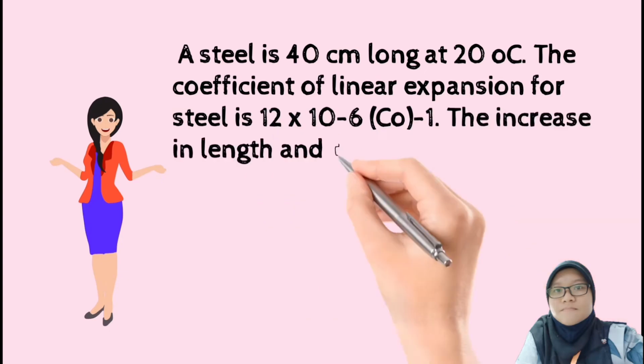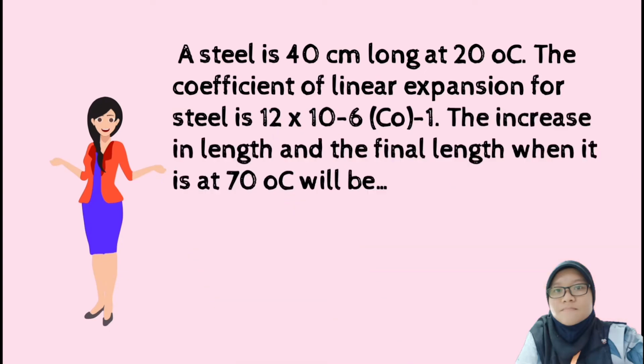A steel rod is 40 cm long at 20 degrees Celsius. The coefficient of linear expansion for steel is 12 times 10 to the power of negative 6. What will be the increase in length and the final length when it is at 70 degrees Celsius?